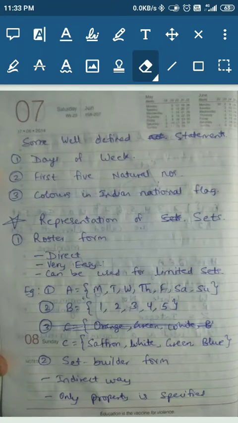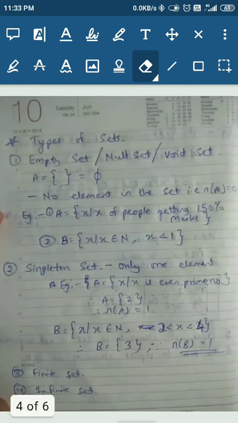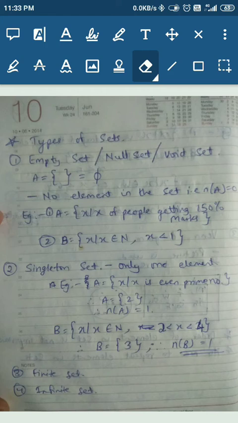And if a set has two elements which are exactly same, for example there is 5 two times, we need not write it two times, we have to only write it once. Next is type of sets. So there are basically four types. One is empty set, second is singleton set, third is finite set, and the last one is infinite set.